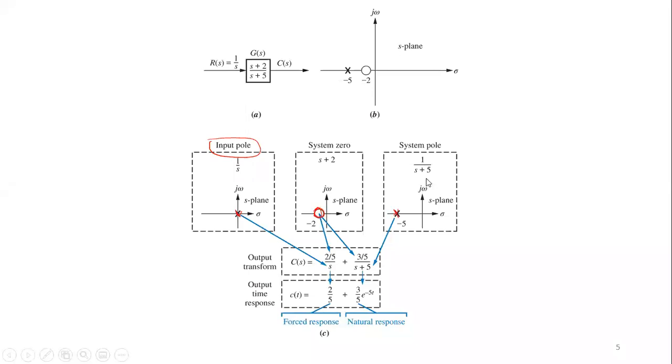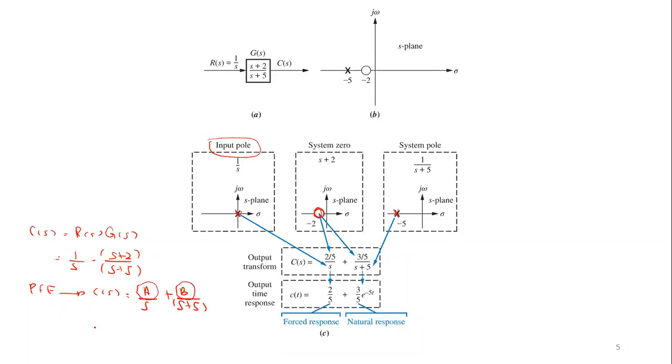From these tools, we can predict the kind of output response that we're going to get. In this case, your C(s) will be R(s) times G(s), the transfer function, which is 1 over S times S plus 2 over S plus 5. Using partial fractions, you will get C(s) equals A over S plus B over S plus 5. I hope you still remember. From this partial fraction, you get constant values A and B.